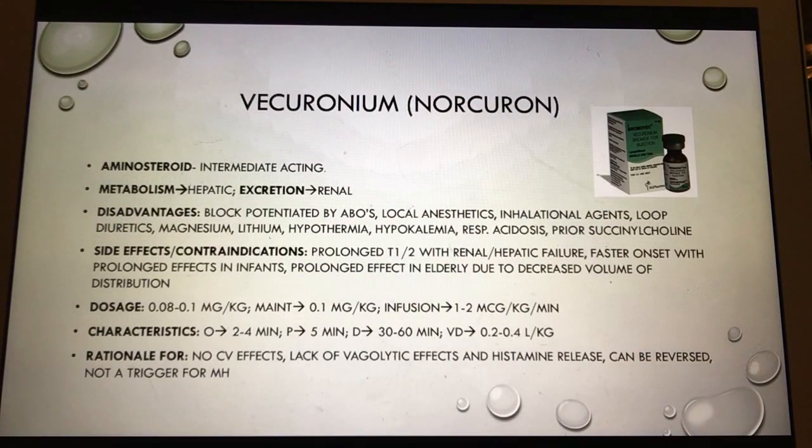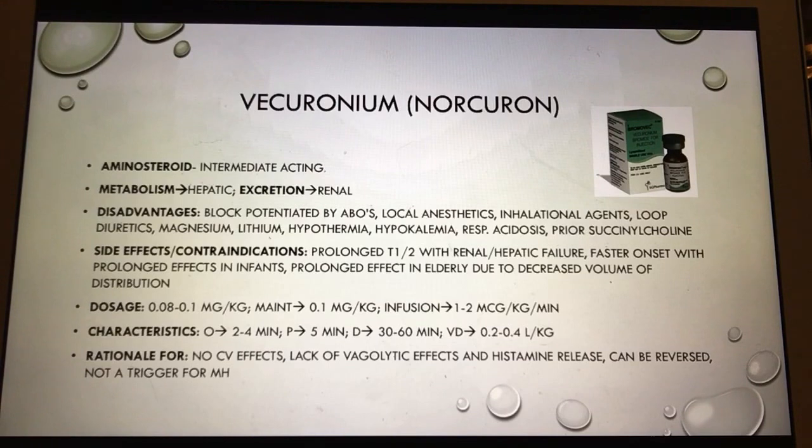Vecuronium, it's an aminosteroid, intermediate acting as well. It's metabolized hepatically and excreted renally. Some disadvantages of vecuronium: the block can be potentiated by local anesthetics, inhalational agents, loop diuretics, magnesium, lithium, hypothermia, hypokalemia, respiratory acidosis, and prior succinylcholine use. Side effects would include a prolonged half-life in patients with renal or hepatic failure, faster onset with prolonged effects in infants, prolonged effect in the elderly due to the decreased volume of distribution.